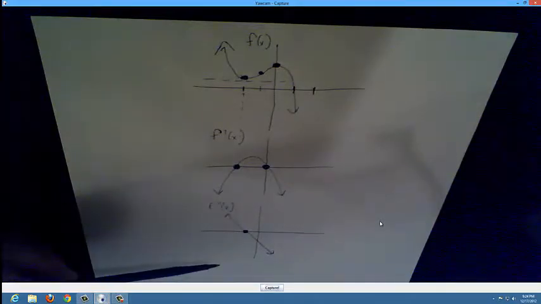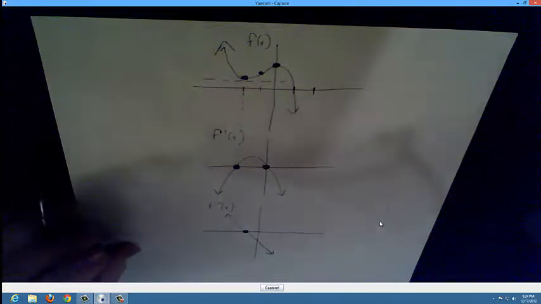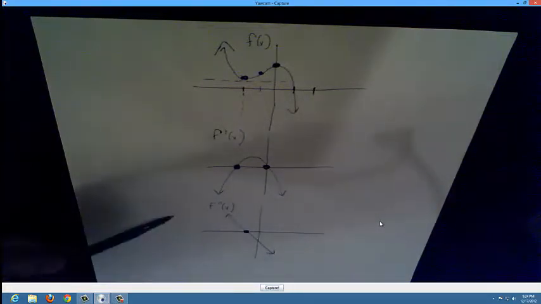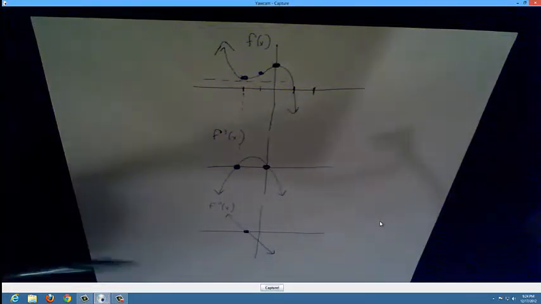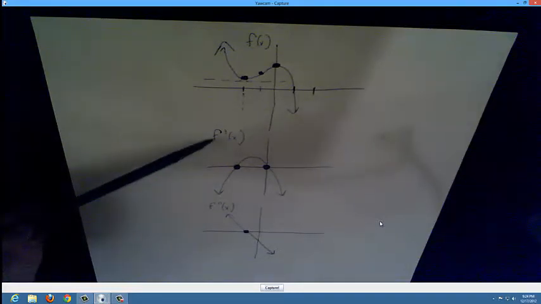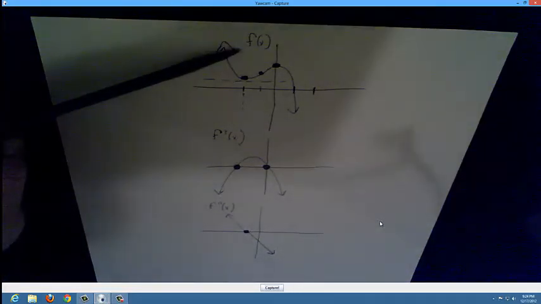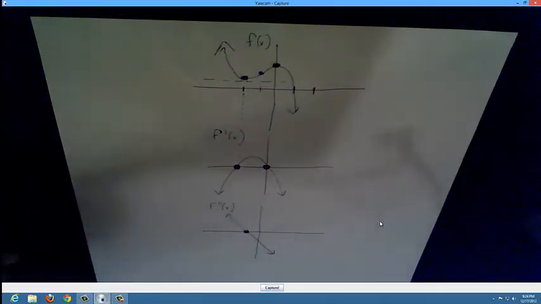So that's pretty much what you need to understand right now. We're just covering the basics of functions and derivatives. In the next section, I'm going to show you how to, if you're given the derivative, work backwards and talk about the actual function, and also make some inferences about the second derivative.